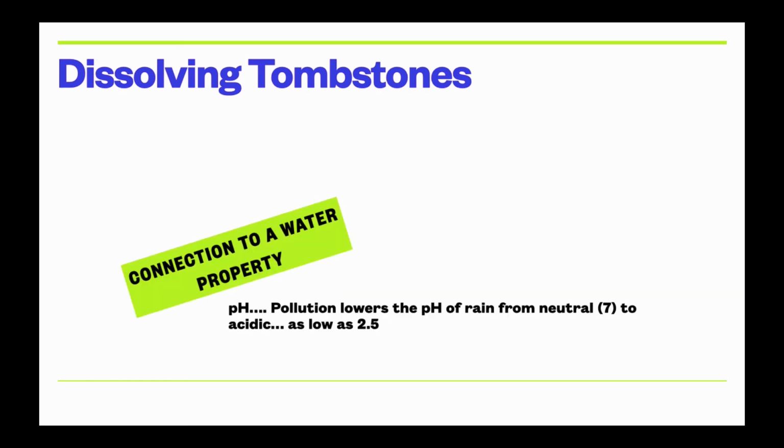Okay, well, the connection to water is pH. The pollution lowers the pH of rain from neutral, about 7, sometimes as low as 2.5, which is very acidic. So you may have heard of acid rain. Well, that's the connection to a water property. Pollution can lower the pH of rainwater. And because water is an excellent solvent to begin with, acidic water is even better at dissolving some stones like limestone.